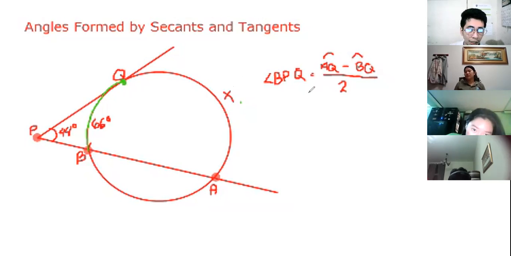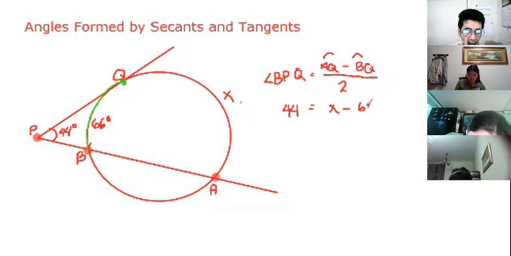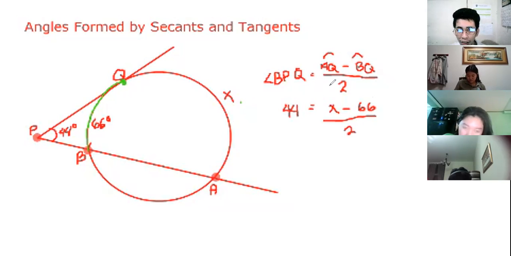So we have angle BPQ which is 44 degrees. Then si AQ siya yung nawawala. Then minus natin si 66. Tama. Minus natin. Then divide natin by 2. So let arc AQ will be our x. Kaya x na yung nilagay ko.